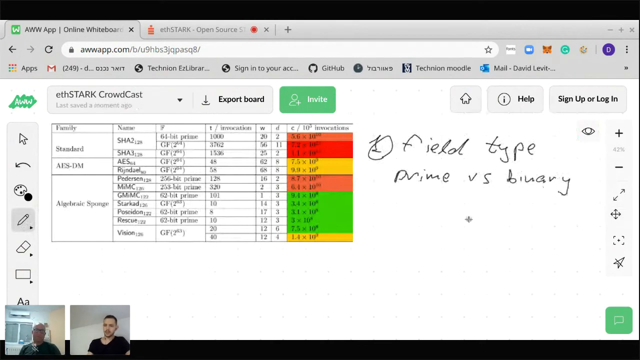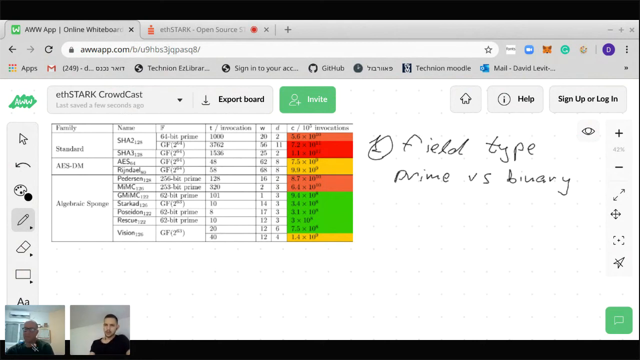Now, when proving a Stark, when proving a hash function, if it's a Stark-friendly hash function that was constructed over some specific field, then we need to use the same field in the Stark protocol in order to use this efficiency.